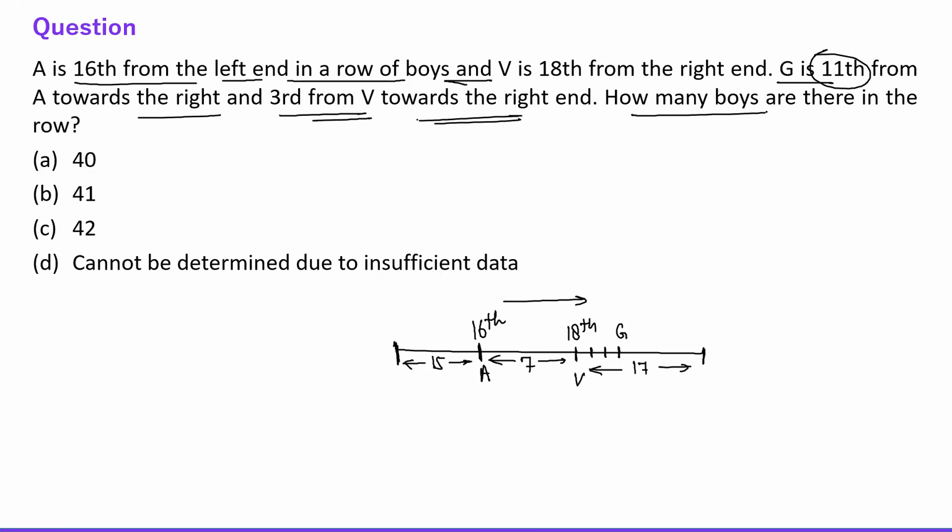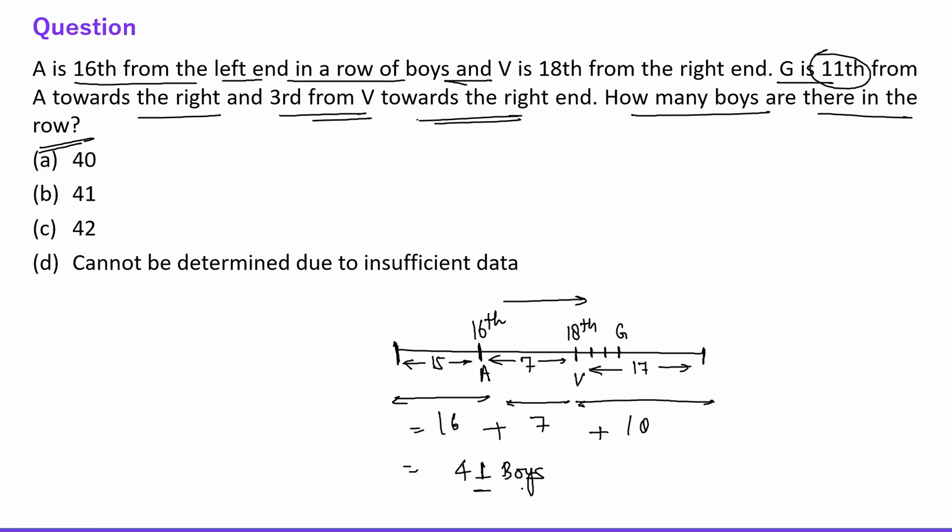What is the question? How many boys are there in the row? So 16 boys here till A, 18 boys are here, and 7 boys are here. Just add these numbers. So this is 41. 41 boys are there in the row. Correct answer is 41. Okay, now let's move to the other question.